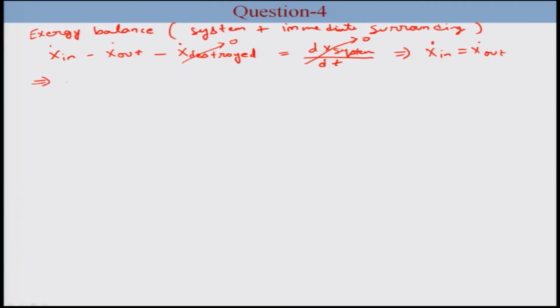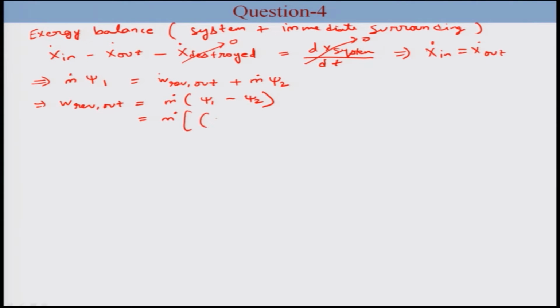This can be written as mass flow rate times psi 1, and this is equal to reversible work output plus mass flow rate times psi 2. So from here the reversible work output is m dot times psi 1 minus psi 2. So this is equal to h1 minus h2 minus T0 times s1 minus s2, plus v1 square minus v2 square by 2.